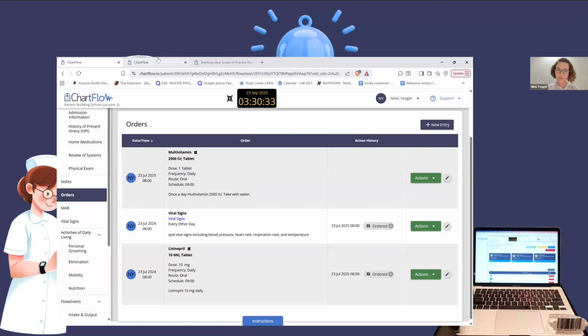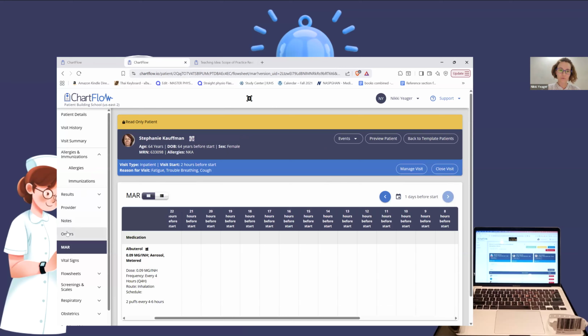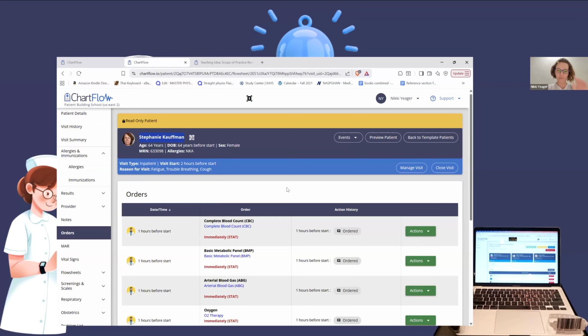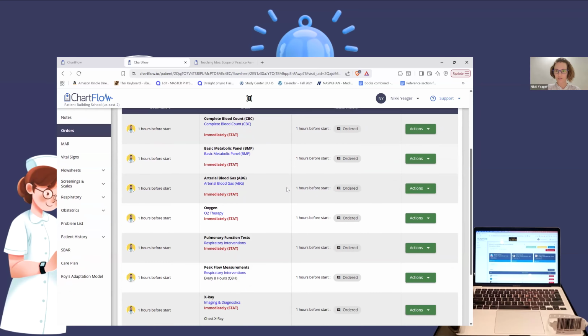I'm going to click into a different patient's chart that has a lot of orders on it, just because this is a good example. So now I have open a patient chart for Stephanie Kaufman. She has a lot of orders on her. If you use ChartFlow, you will have this patient and you can select her at any time to show your students or have your students chart on. But what I have in here is a lot of orders. If you do not have ChartFlow, use a free spreadsheet system and set up a bunch of orders like this.